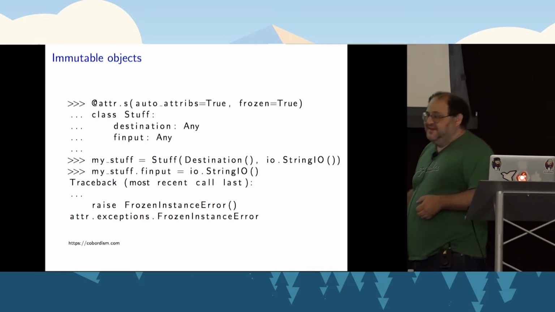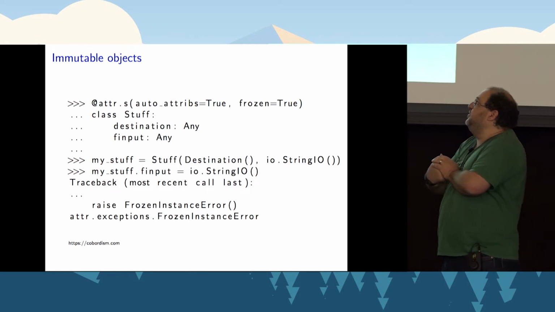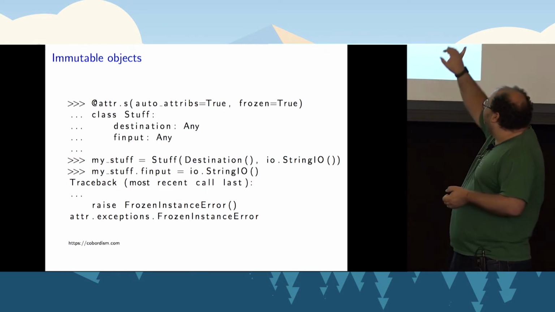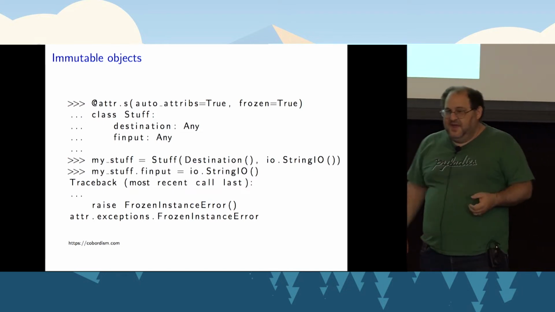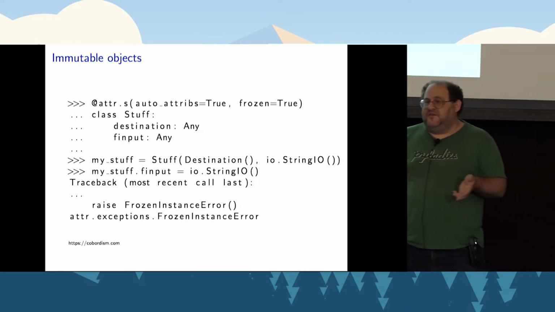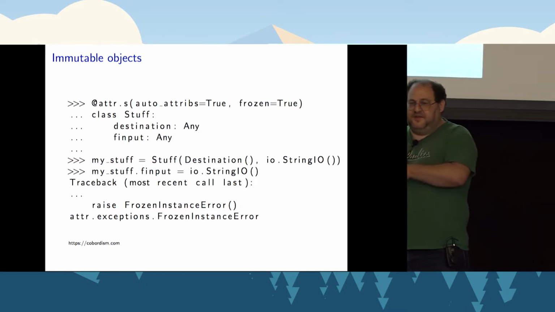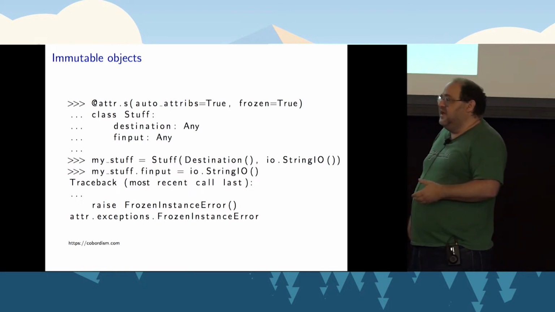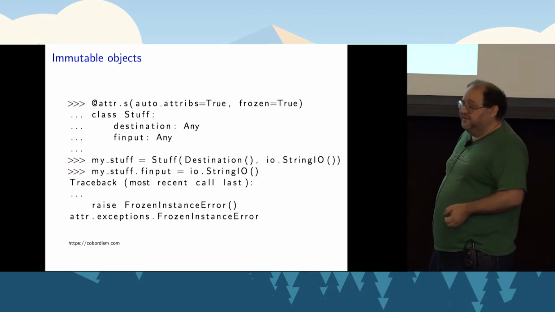Once you use Attrs, then it's really, really easy to also make your objects immutable. So we already call Attrs. All you need to do is frozen equals true. And you notice that the way I showed you what stuff is, there's no reason to ever mutate stuff, right? The F input is F input, the destination is the destination. Maybe they will mutate in weird ways, but there's no reason to ever mutate stuff itself.